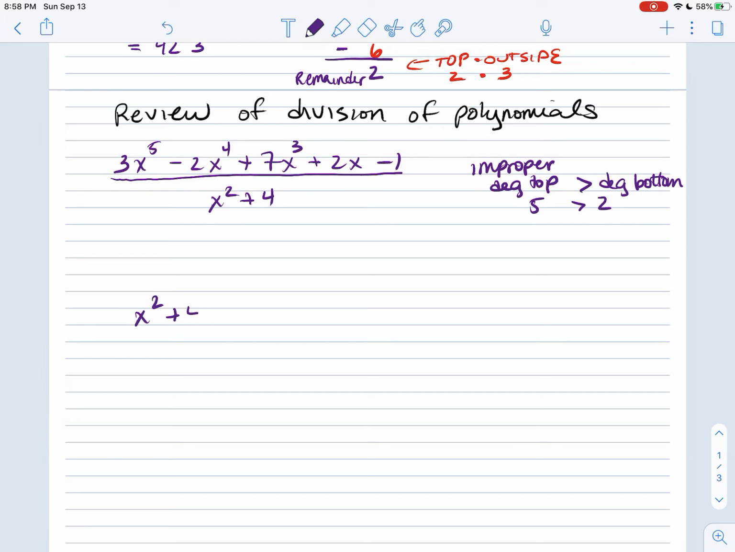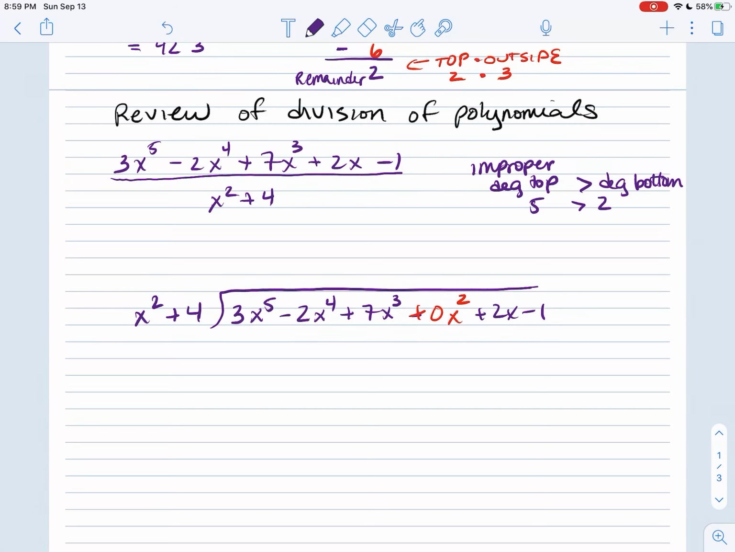So I tend to, when I don't have all descending powers of the numerator and it's underneath my division sign, I tend to put a placeholder so that I can ensure that I can collect like terms. So I have 3x to the 5th minus 2x to the fourth plus 7x cubed plus 0x squared, because we don't have any x squared. So I'm actually going to put a placeholder in there just in case we need it. And then I have plus 2x minus 1.